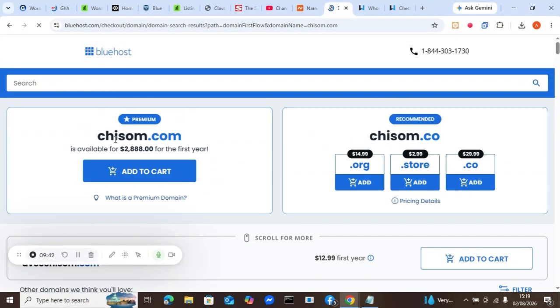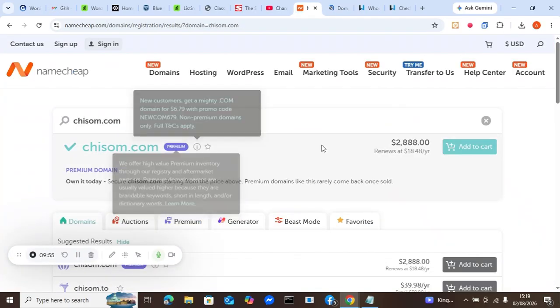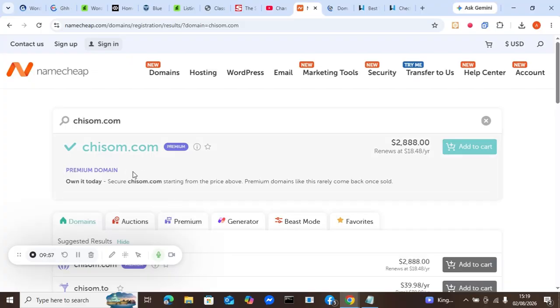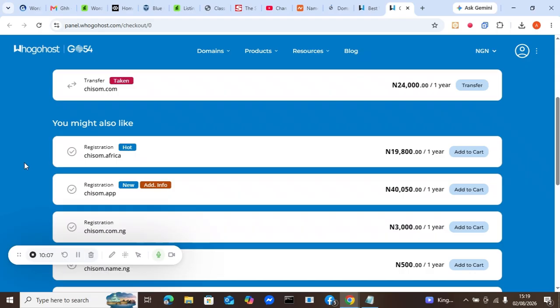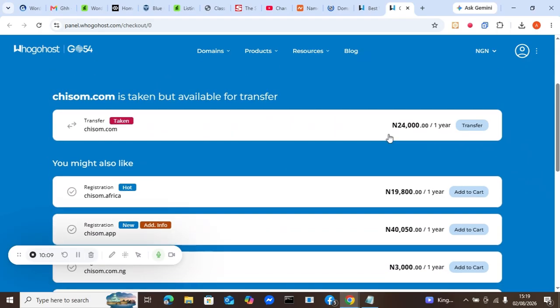Chisholm.com is available according to this company. These other people are also saying that it is available and it is a premium domain as well. And this other company is saying that Chisholm.com is taken but available for transfer. That simply means that somebody has purchased it and that person is willing to sell it for this amount, 24,000 naira from this company.